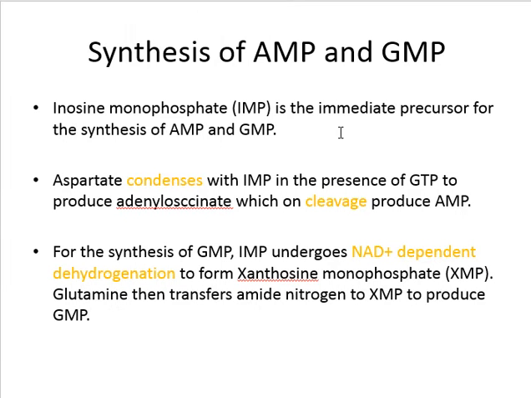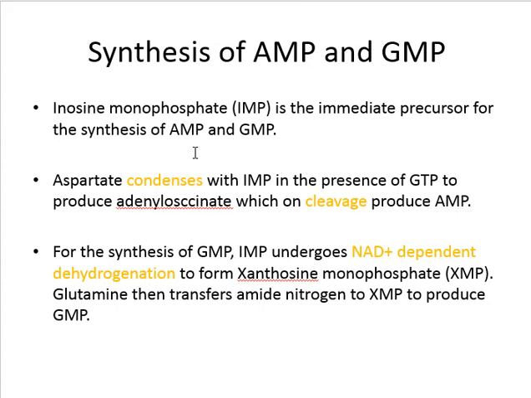The synthesis of AMP and GMP. In the previous lecture, we have studied the biosynthesis of inosine monophosphate by the de novo synthesis pathway. This inosine monophosphate is the immediate precursor for the synthesis of AMP and GMP. We have earlier studied that both the purine nucleotides are synthesized from the inosine monophosphate.